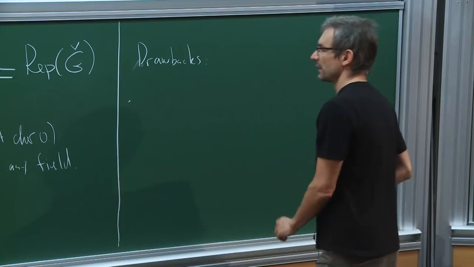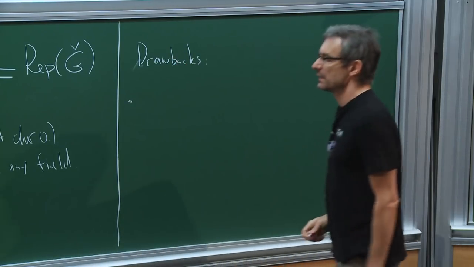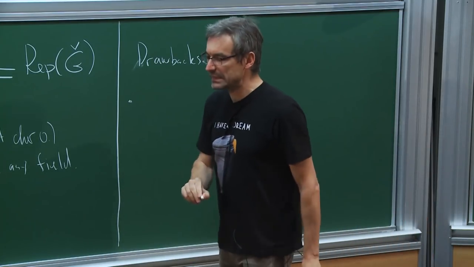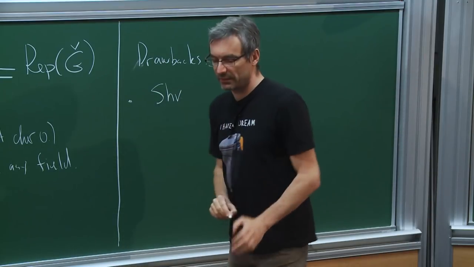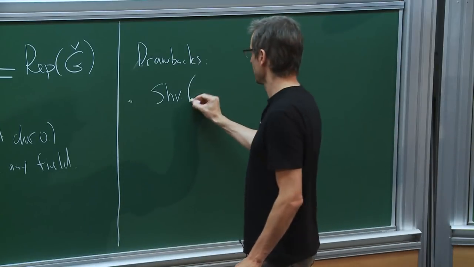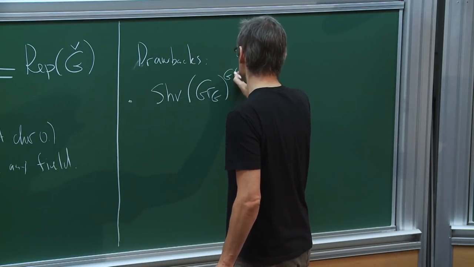So namely, instead of perverse sheaves, let's consider the derived category. My notation for the derived category, I don't like to write D, I write sheaves. And when I write sheaves, I mean that derived category. So I consider the equivariant derived category in the affine Grassmannian.